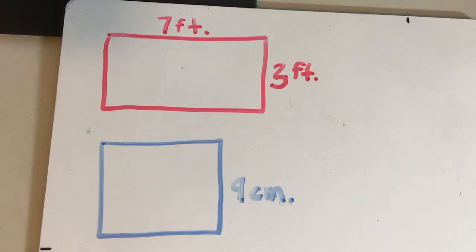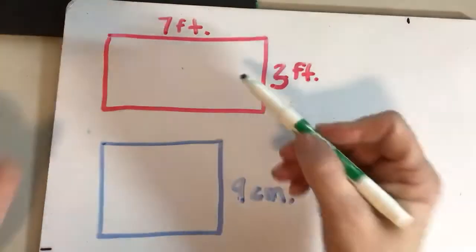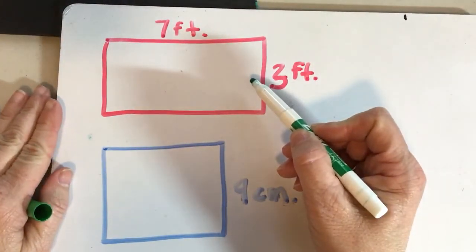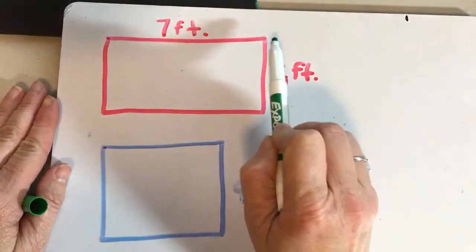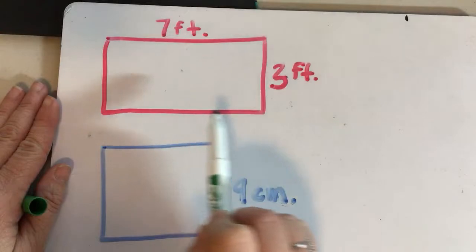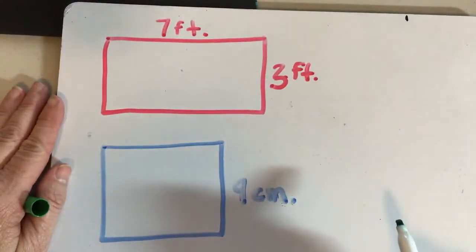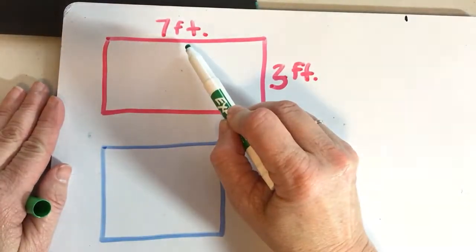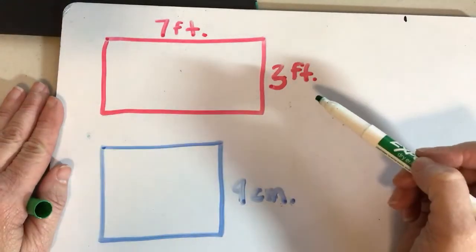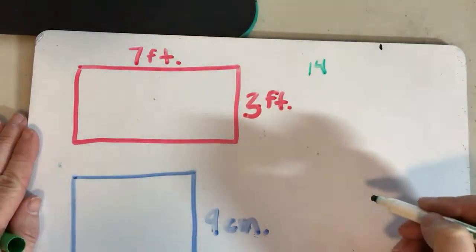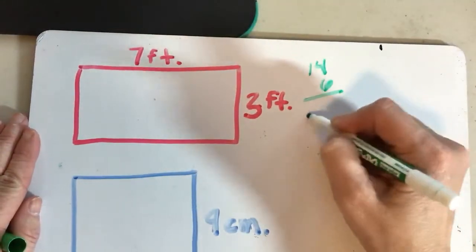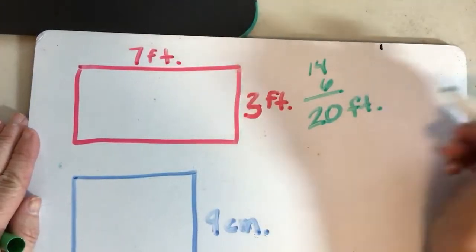All right, we are back. So hopefully you were able to figure that out. So let's see. On our rectangle, if we wanted to do the perimeter, we have a 7-foot side and a 3-foot side. We would have to do 7 plus 3 plus 7 plus 3. Or you could do 7 times 2 and add that to 3 times 2, which is what I think I'm going to do. All right, 7 times 2 is 14, and 3 times 2 is 6. So the perimeter is 20 feet.